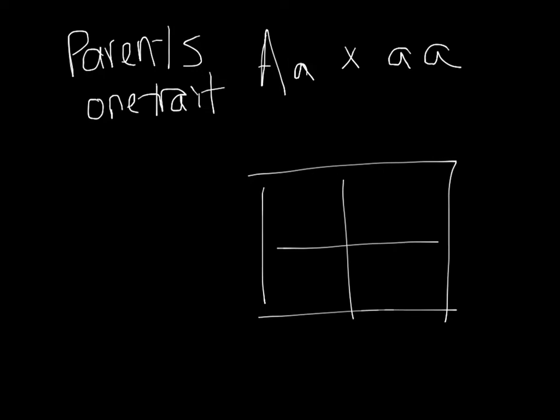So now that you have this information, what can you do with it? You can use something called a Punnett square. A Punnett square is a tool Mr. Punnett came up with when dealing with genetics in order to answer some simple questions about what you think the offspring would look like.